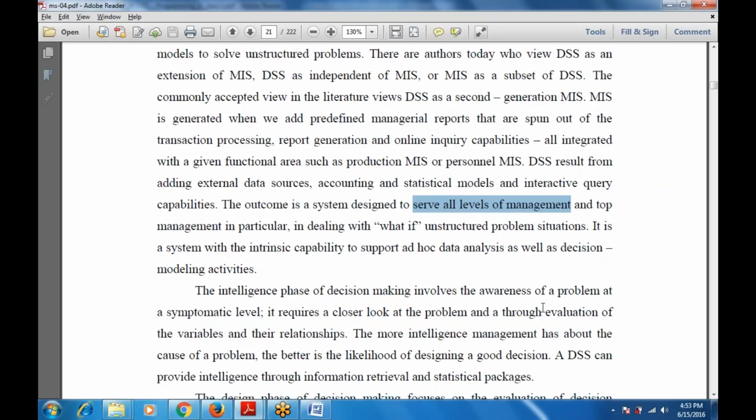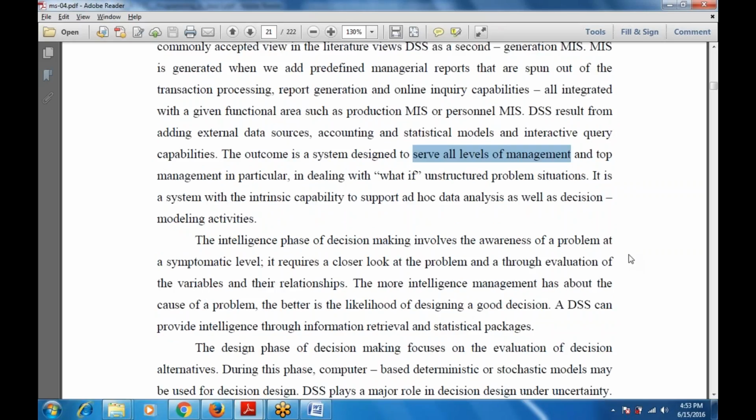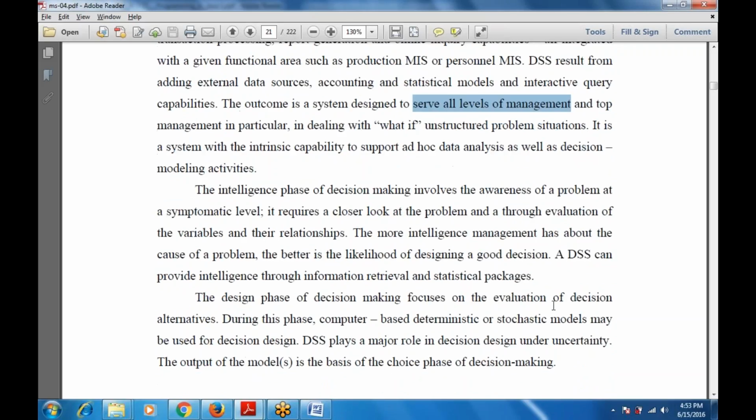Yes, there are three parts of the information system. One is MIS, one is DSS, one is DPS. And when we talk about decision making, it involves awareness of a problem at the systematic level, which requires a closer look at the problem and a thorough evaluation of the variables and their relationships. DSS can also provide intelligence through information retrieval and statistical packages. So when we talk about the DSS, it provides the intelligence through information retrieval, how to retrieve the information, and what the various packages are by which we can retrieve the information, such as statistical packages.